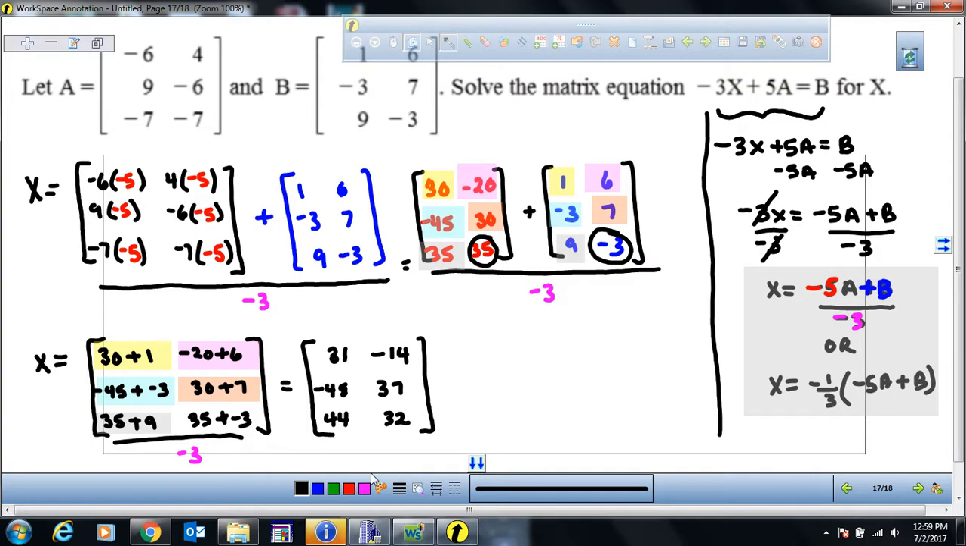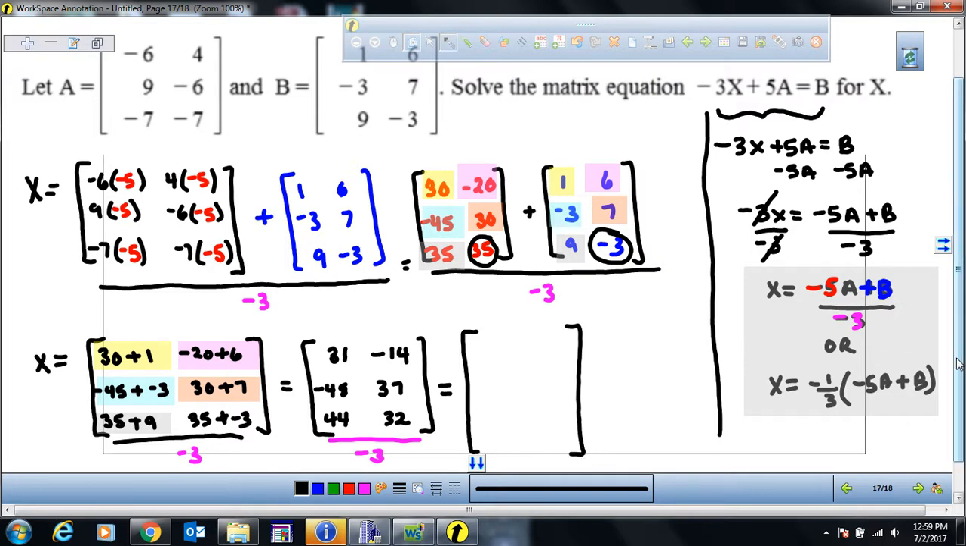So we did multiply A by negative 5, then we added matrix B, but now we're missing one more thing. We're going to divide all the values by negative 3, or multiply each value by negative 1/3, which is the exact same thing. And that will complete what we are looking for.